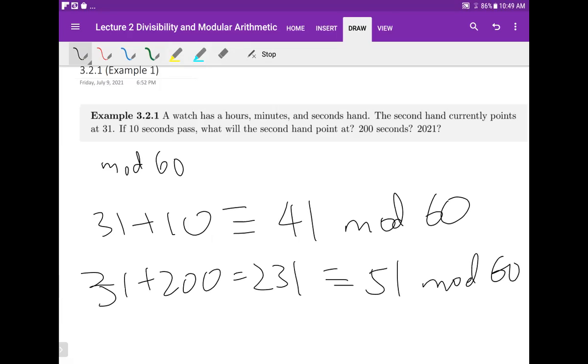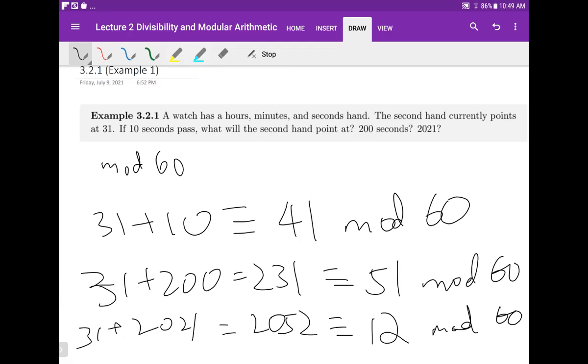31 plus 10 is equivalent to 41 mod 60, right? And then 200 seconds after is 31 plus 200, which is equal to 231, which is equivalent to 51 mod 60, because the remainder when 231 is divided by 60 is 51. And finally, we have 31 plus 2021, which is equal to 2052, which is equivalent to 12 mod 60, I'm pretty sure. Because 2040 should be divisible by 60. Let me just check this in my head real quick. Yeah, so it's 12 mod 60. So these are the values that it'll be pointing at: 41 after 10 seconds pass, 51 after 200 seconds pass, and 12 after 2021 seconds pass.